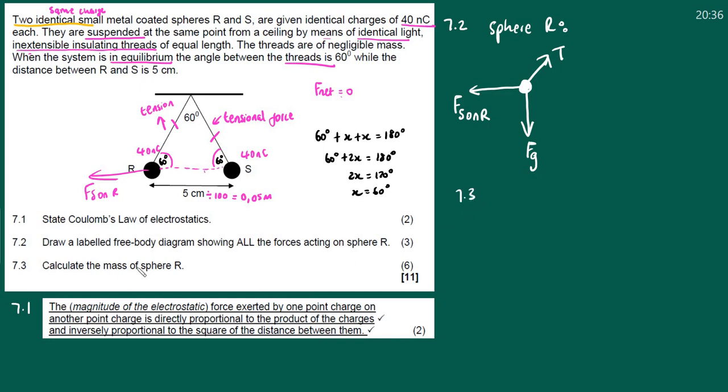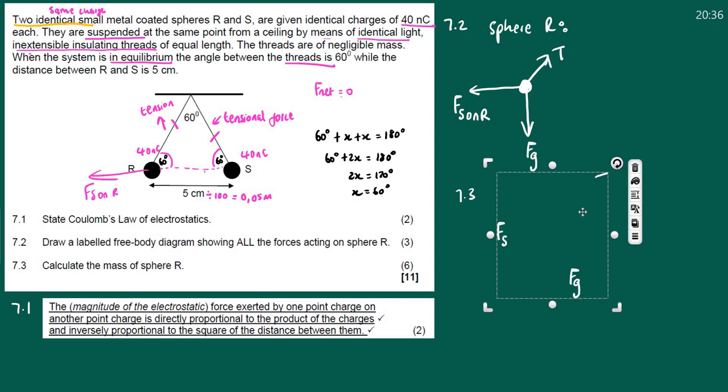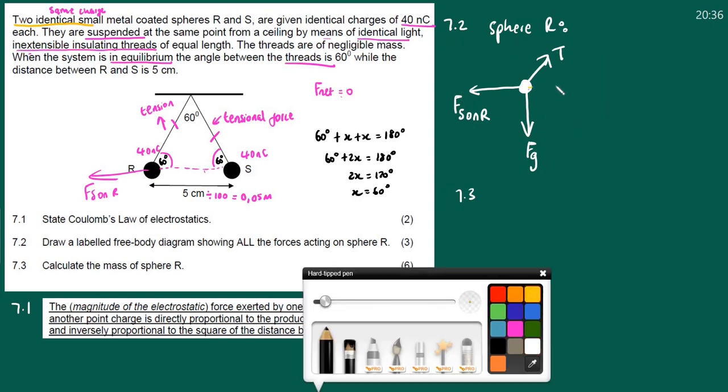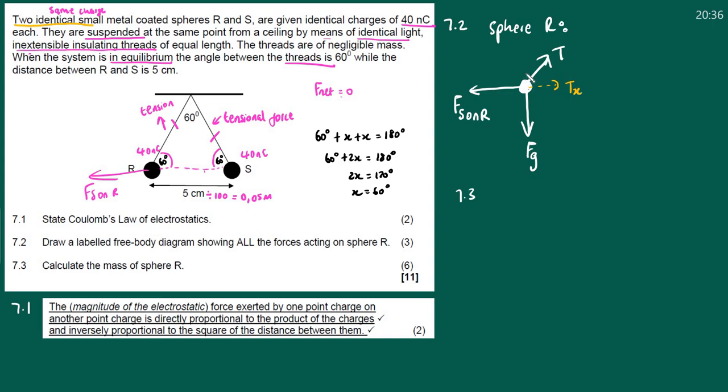Then for 7.3, to get the mass of sphere R, you still treat it as if you are working with Newton's laws. So to get that mass, how can we work on it? Let's remember that I will take the very same free body diagram, copy that and try to paste it somewhere. In fact, let me do this. So here you're gonna have Tx, and then here you're gonna have Ty.